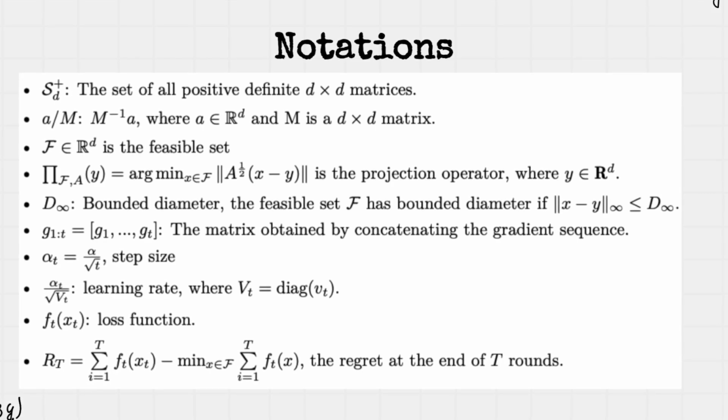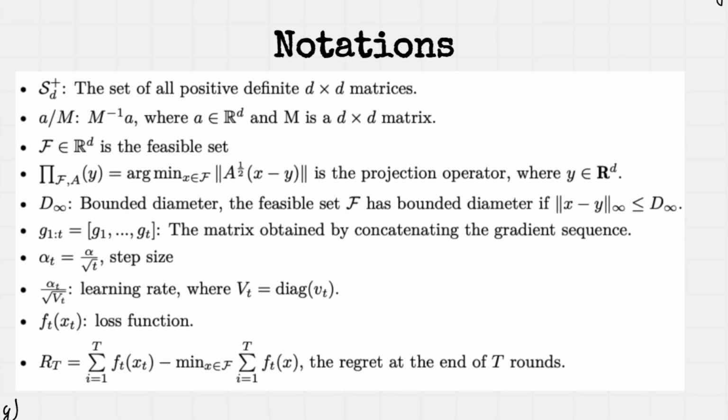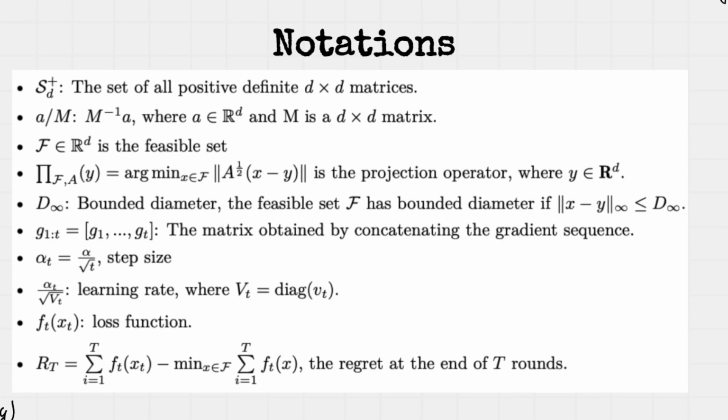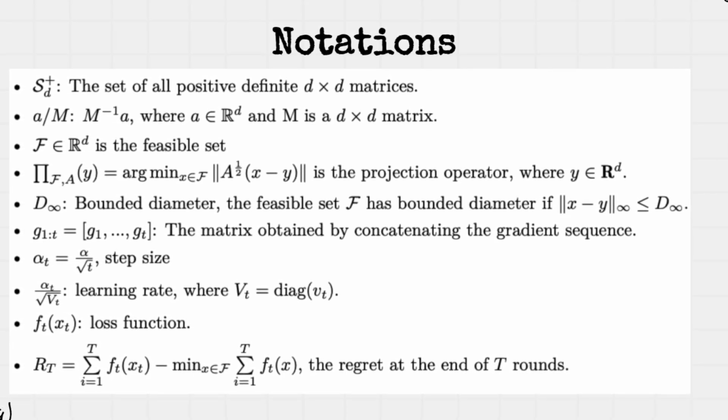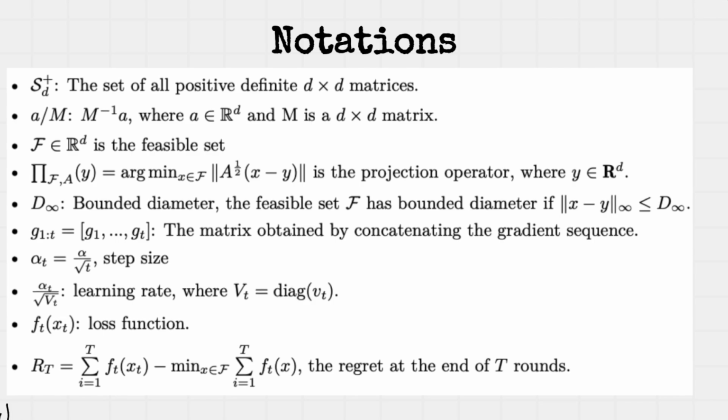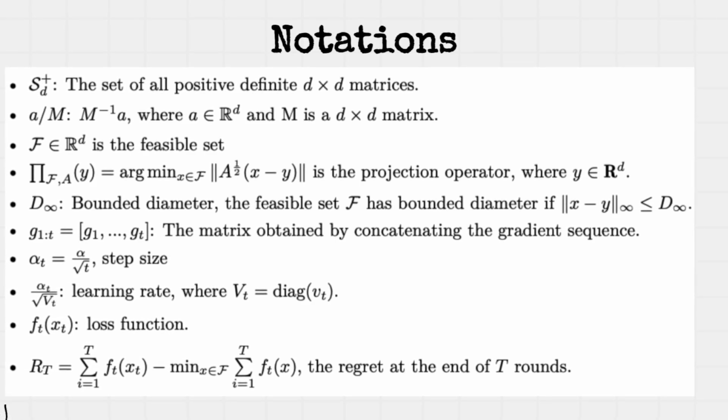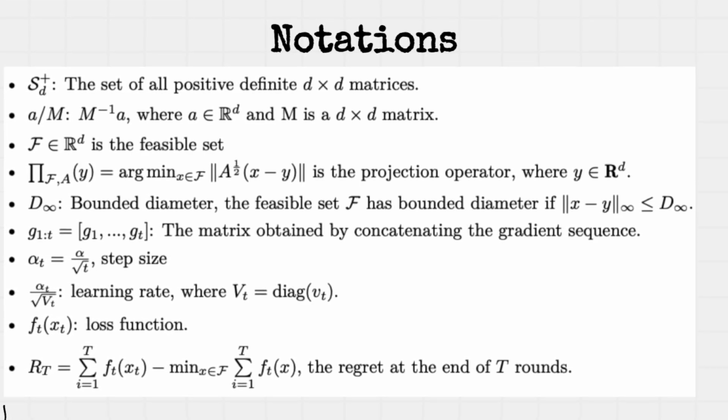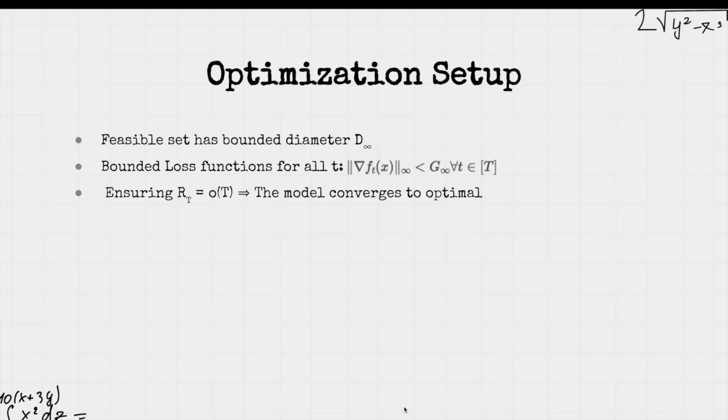Now finally, R_T represents the regret at the end of T rounds. It is the difference between the cumulative loss incurred by following a sequence of decisions x_t and the cumulative loss of the best single decision x within the feasible set F in hindsight. The optimization setup has two rules. The first one, we should ensure that the feasible set has bounded diameter D infinity, and the second one is that we should ensure the gradient of the loss function at each time step is bounded.